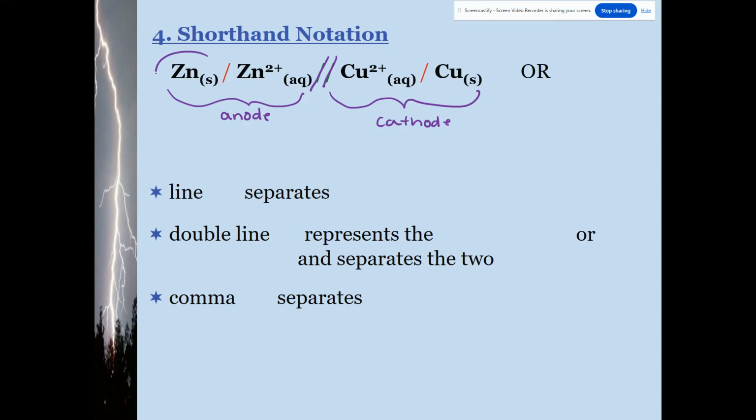The ends are your solid electrodes. So I have a zinc solid electrode and a copper solid electrode in this cell. And then separated by a single line in each half cell are the ions that are surrounding that metal. Now you can also read these as what's happening in the reaction. My zinc solid is becoming zinc ions as it loses electrons. My copper ions are becoming copper solid as they gain electrons, okay?